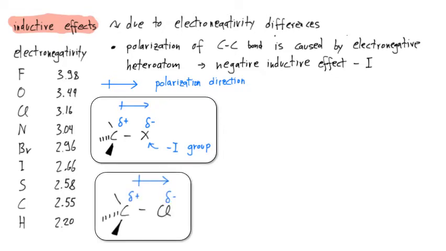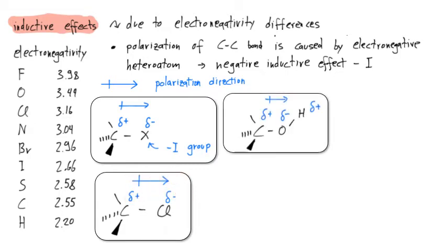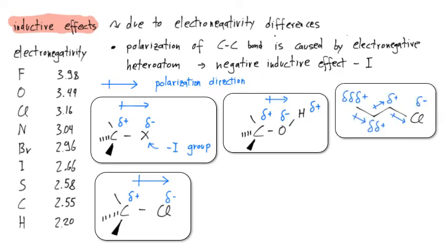Here's an example. As you see, chlorine has an electronegativity of 3.16 in comparison to carbon's 2.55. So chlorine is more electron withdrawing. It has a partial negative charge, and the direction of the polarization is from the carbon to the chlorine. Oxygen is also more electronegative, even more than chlorine. This also causes a partial positive charge on the carbon. But here there is also a hydrogen attached to the oxygen that also gets electrons withdrawn, becoming partially positively charged.